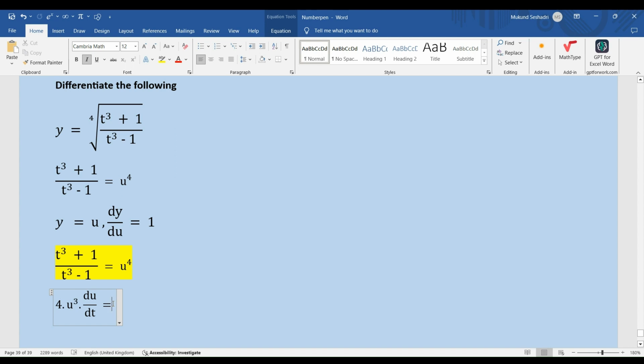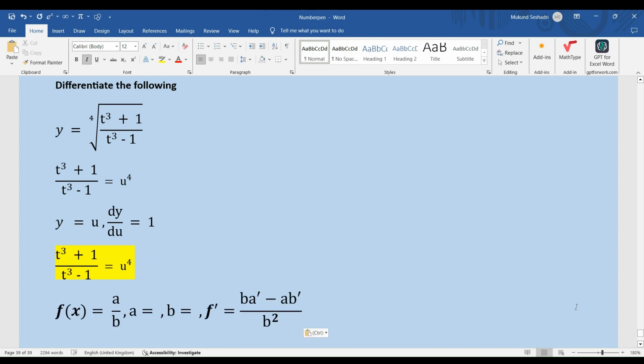And this is of the type u by v, as in a by b, so we can directly apply the quotient rule in differentiation, right? So I'm going to directly apply the quotient rule out here. So what does my quotient rule state? When I have a function of the type a by b, then what is my derivative? That is what my quotient rule states.